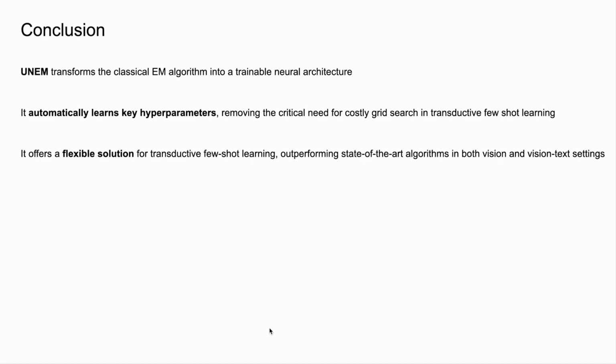So, in conclusion, UNEM transformed the classical EM algorithm into a trainable neural network. It automatically learns key hyperparameters, removing the critical need for costly search in transductive few-shot learning. And it offers a flexible solution for transductive few-shot learning, outperforming the state-of-the-art algorithms in both vision and vision-text settings.